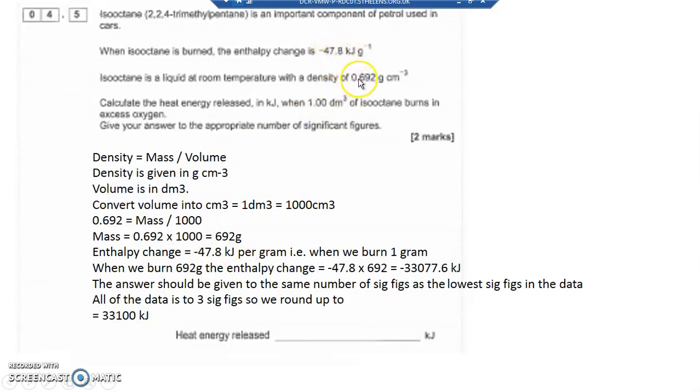The answer should be in the same number of significant figures as the other values. 692 is 3 significant figures. 1.00 is 3 significant figures. I've got to try and get it to 3 significant figures. I'm never going to get this to 3 significant figures exactly, but I need to get it to 3 numbers at least. I need to round it up. 331, 3 whole numbers, and then with 2 zeros at the end. That's the best that I can do.